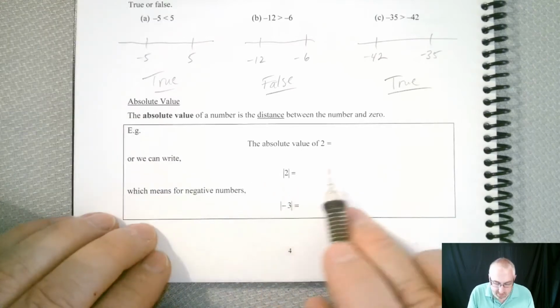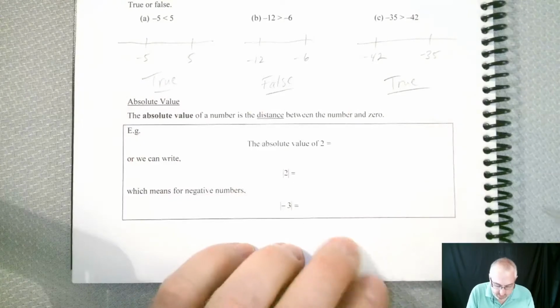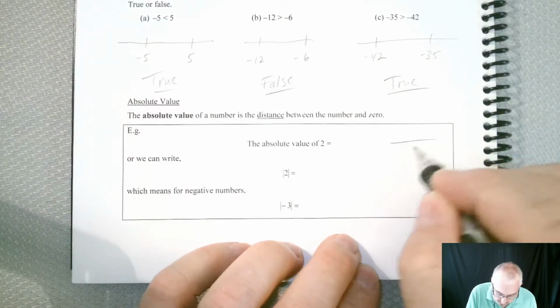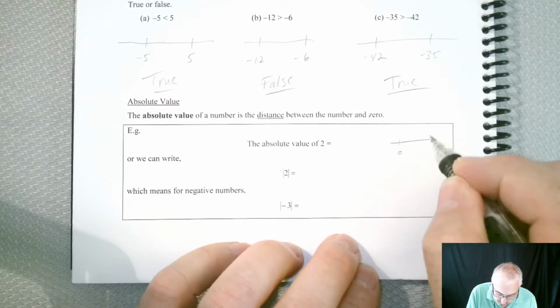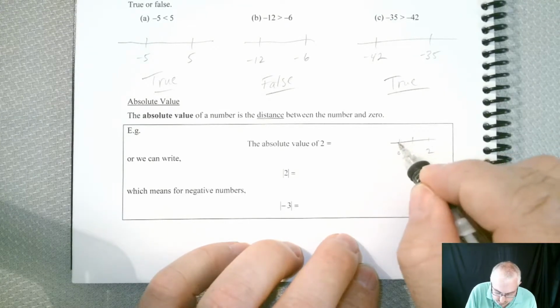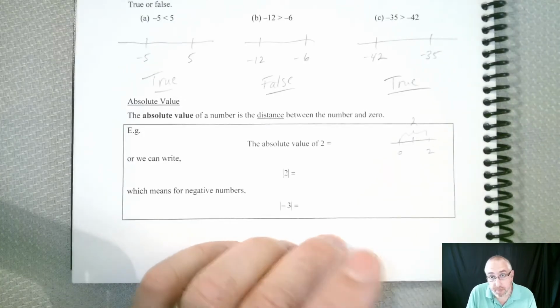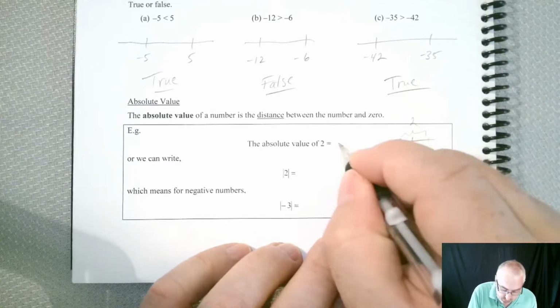So if I wanted the absolute value of 2, you could visually take a look at it and say, okay, well, I got 0, I got 2. How far apart are they? Well, you can count and just say, oh, well, they're 2 apart. So that's the answer. The answer is 2.